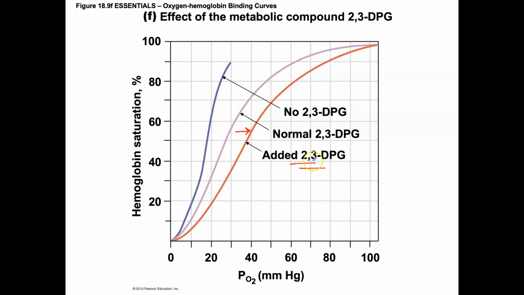So when there's an increase in 2,3-DPG, an increase in hydrogen ions, an increase in temperature, or an increased partial pressure of CO2, we see the curve shifting to the right. What does that mean? Well, when there's a shift to the right, there's more oxygen unloading. We're going to release oxygen to our tissues more readily.